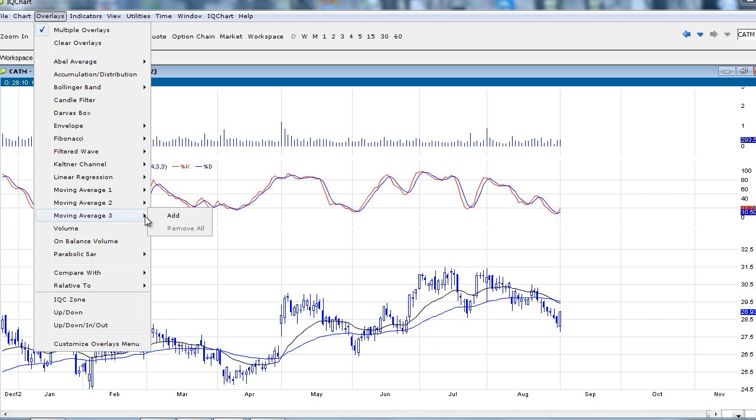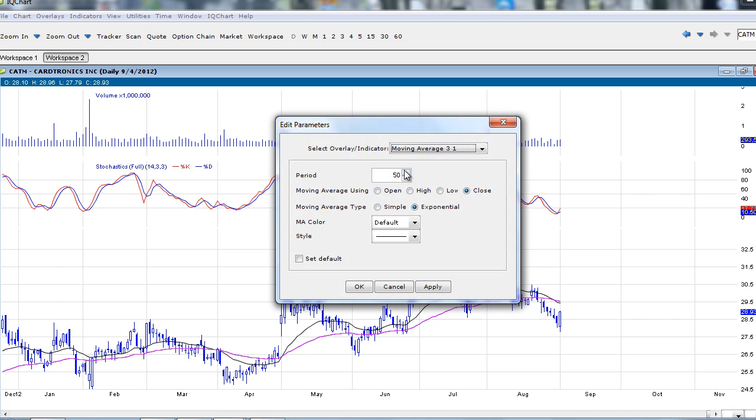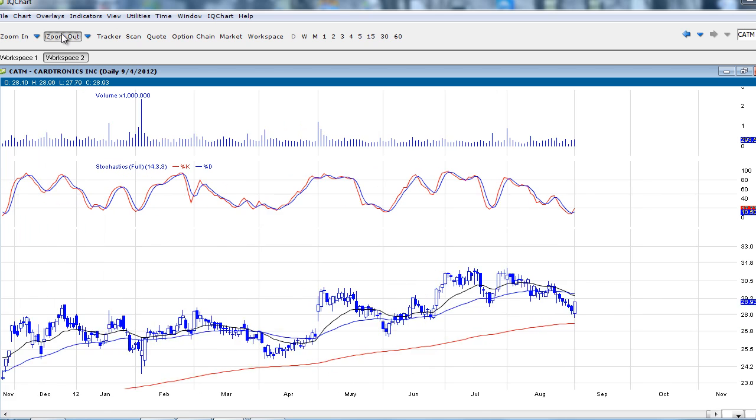Let's see if I can bring it up here fast. I think it's important enough to see, because let's see, exponential, apply. Let's go with the color red. Let's set a default, apply, boom. And then we have the 200 period moving average in here.